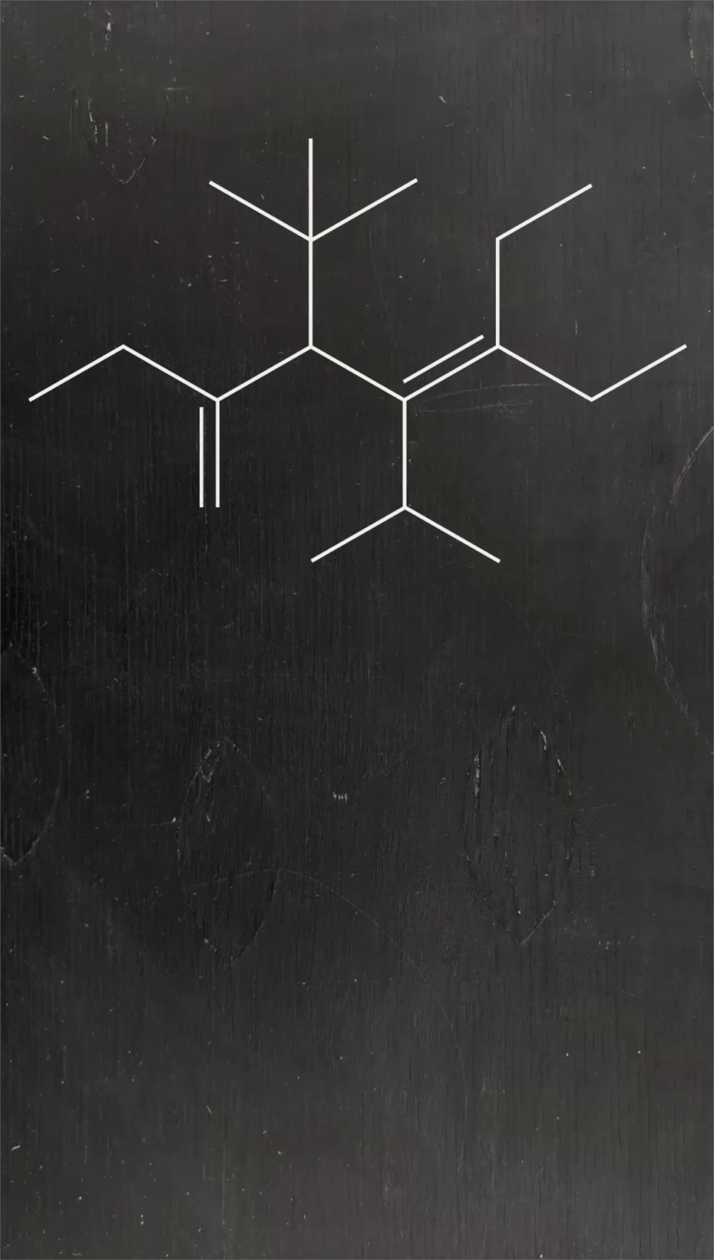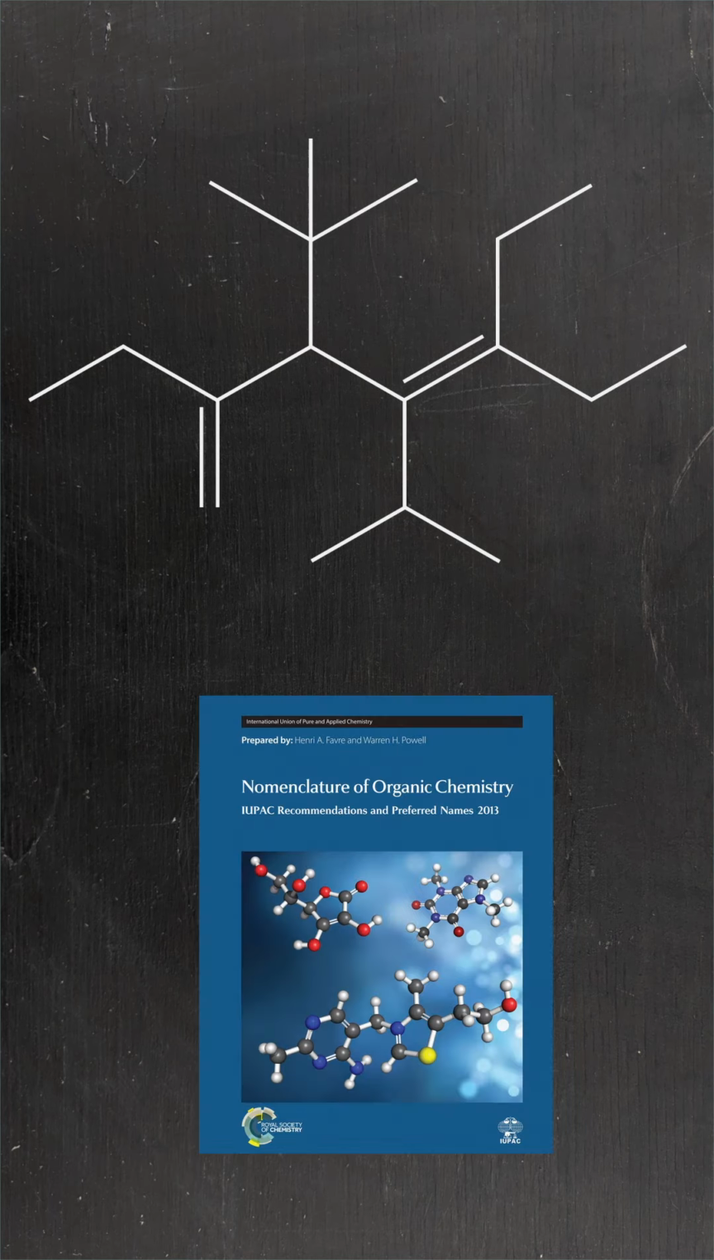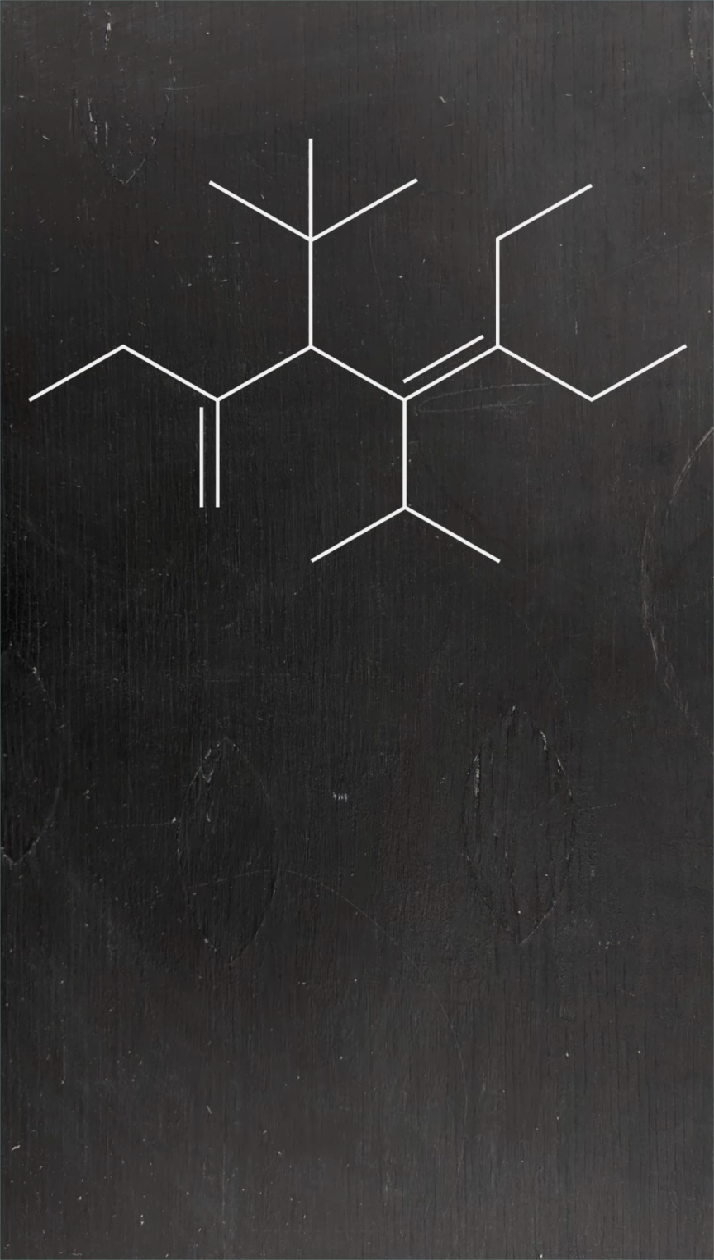Let's name a molecule. When we first see a molecule like this, it looks very complicated and difficult to name. Luckily, there exists the International Union of Pure and Applied Chemistry, who publish recommendations and preferred names for tackling a task such as this.